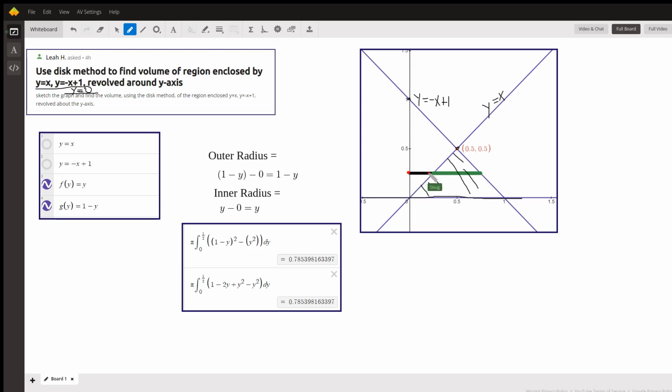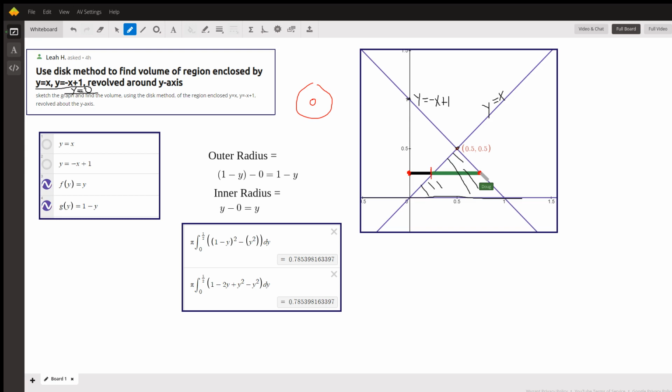So this black/green segment represents a typical washer, where the outer radius is the distance from the axis of revolution to the outermost point on the region. And if you picture revolving that washer around the y-axis, you'll get a silver dollar, but then you're going to have a hole in the middle.